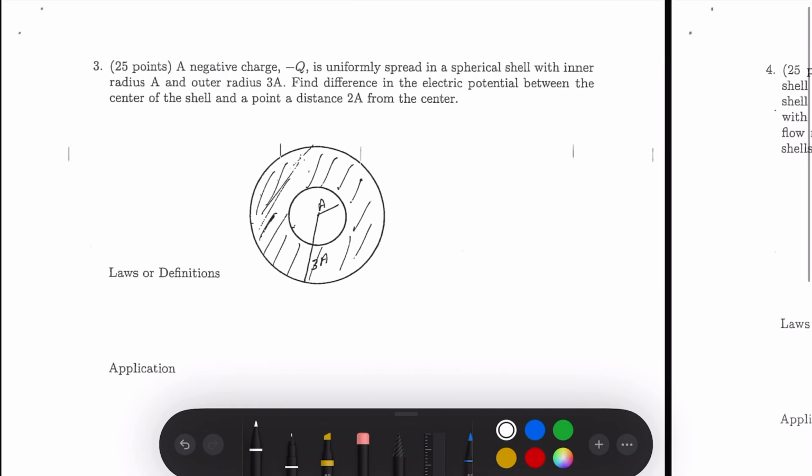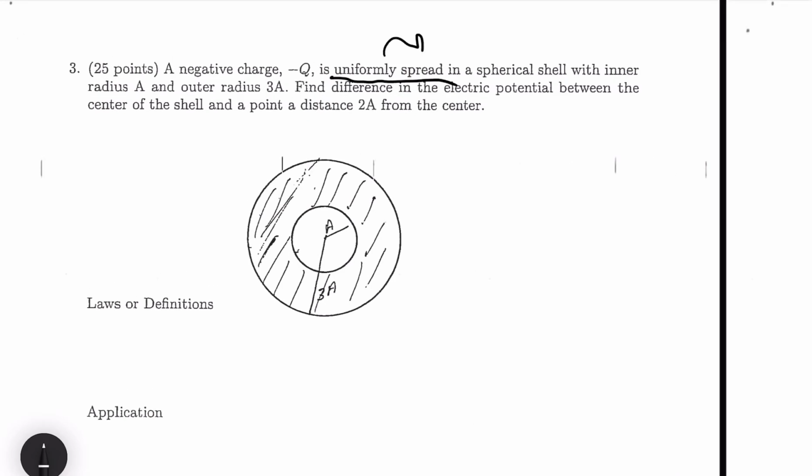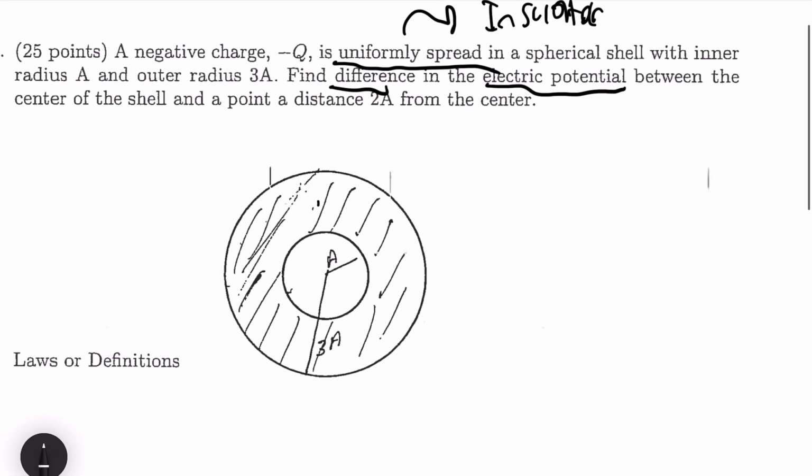So for number 3, we have a negative charge negative Q that is uniformly spread. So this right here tells me it's an insulator. It's uniformly spread. In a spherical shell, it's always important to see if it's a sphere, cylinder, or like a plane. In this case, it's a sphere. So with inner radius A and outer radius 3A, we want to find the difference in electric potential between the center of the shell and a point a distance 2A. So I say like here, yes, like a point 2A right here.